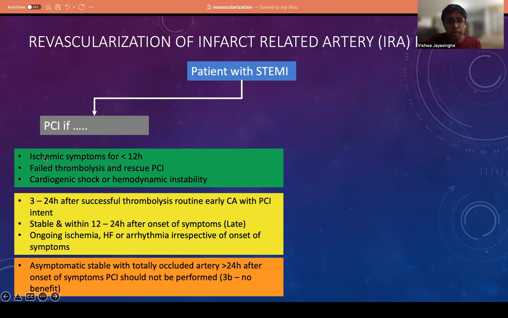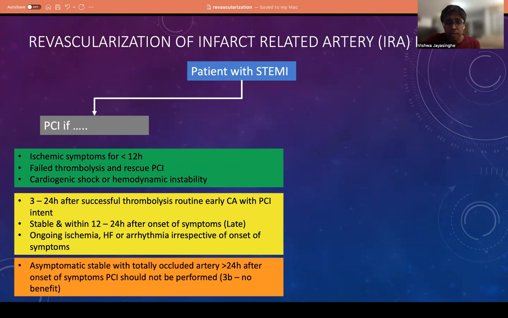In a patient with STEMI, PCI should be done if the ischemic symptoms are of less than 12 hours of onset. That is primary PCI, a class 1A recommendation. Also, there is a class 1A recommendation when there is failed thrombolysis, for rescue PCI. And also a class 1A recommendation for cardiogenic shock or hemodynamic instability, irrespective of the timing of the STEMI or thrombolysis. So those are class 1A recommendations in STEMI for PCI.